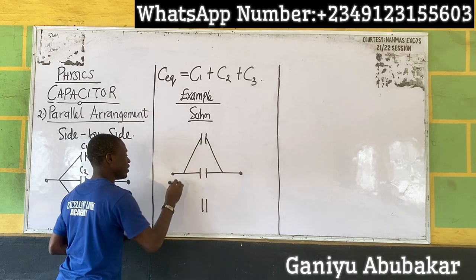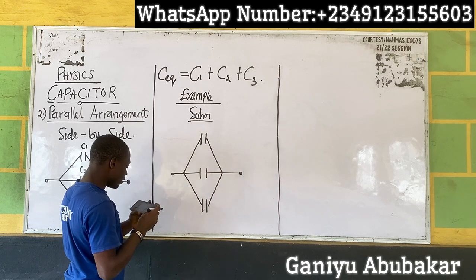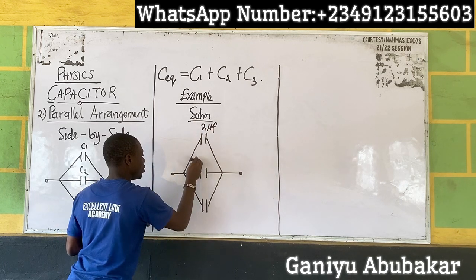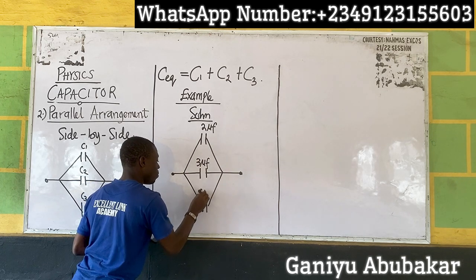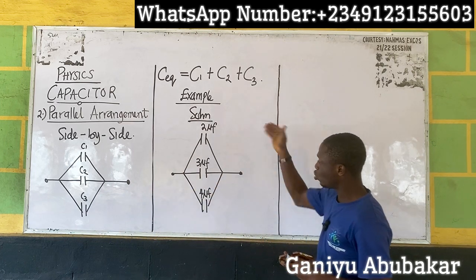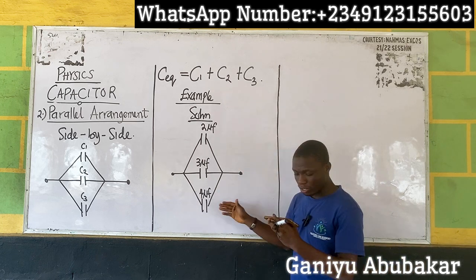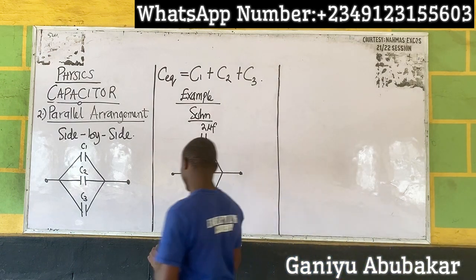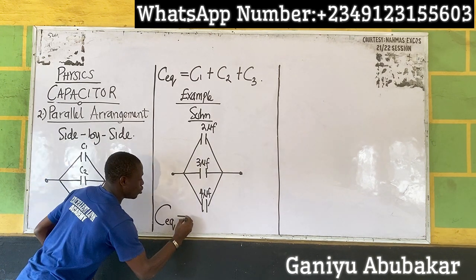The question has a circuit symbol, which I'm drawing out. So I have this. It says 2 microfarad, 3 microfarad, and next up I have a 4 microfarad. So the 2, 3, 4 microfarad capacitors are arranged in parallel, as you can see on the board. I'm asked to find their equivalent capacitance, that's CEQ.